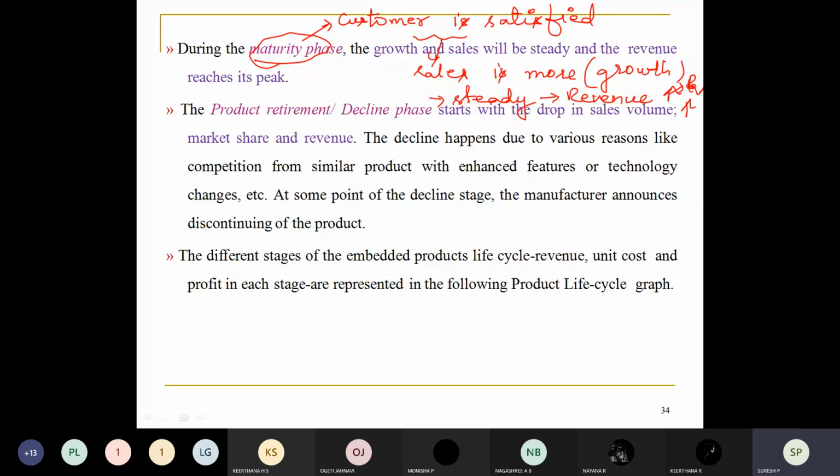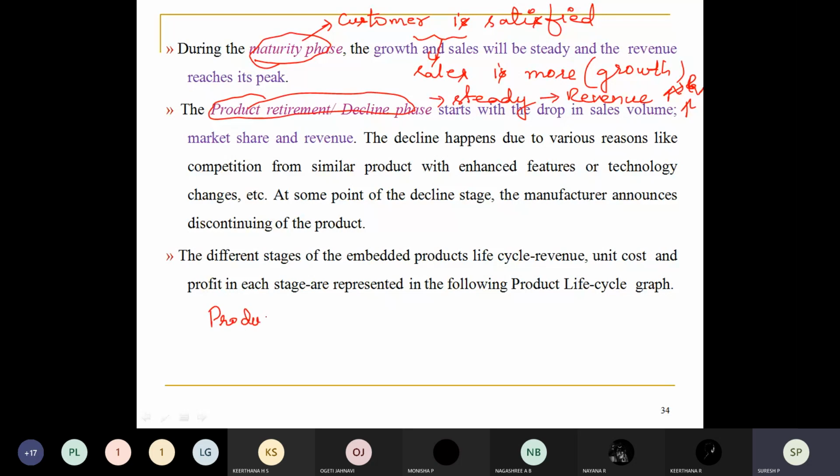The last stage which you are going to have is the product retirement stage. So now, I have developed the product, right?